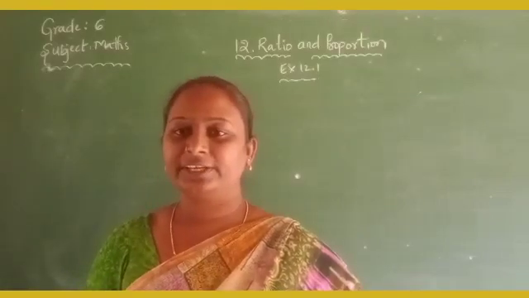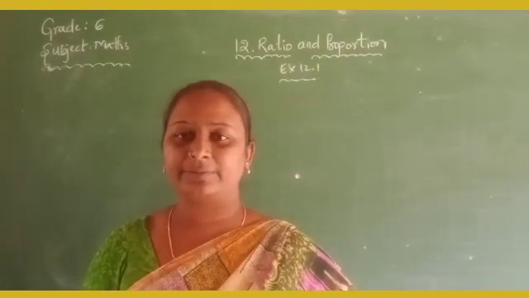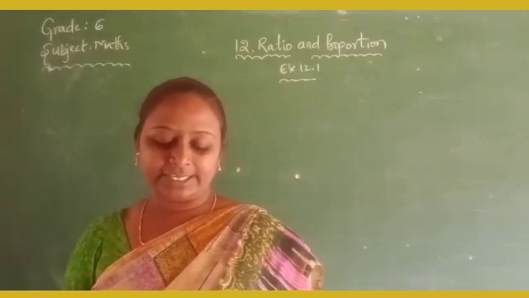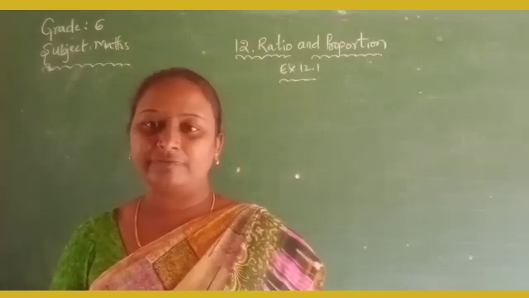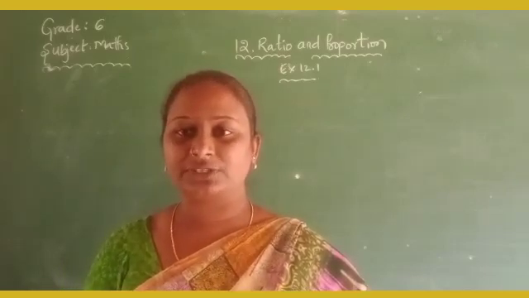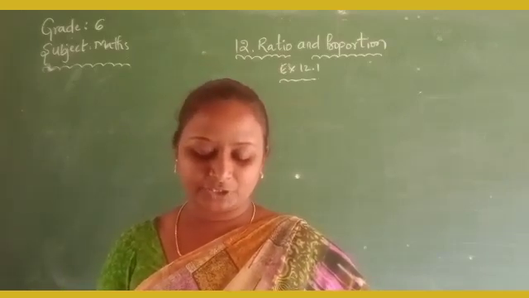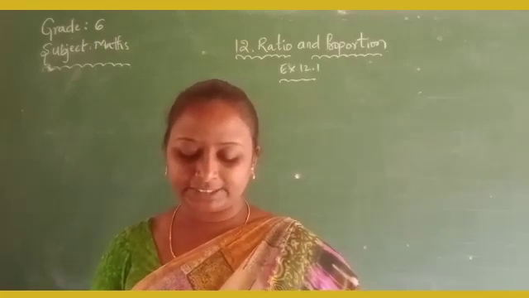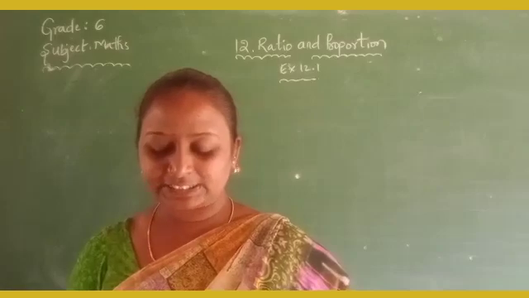Children, today you are going to solve the remaining problems. That is question number 8. In a year, Seema earns 1,50,000 rupees and saves 50,000 rupees. Find the ratio of money that Seema earns to the money she saves, and the money that she saves to the money she spends.